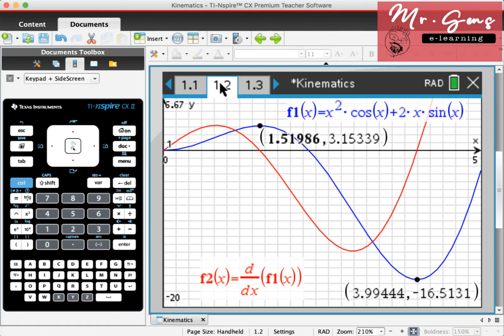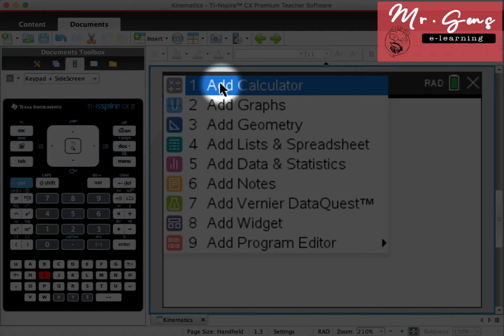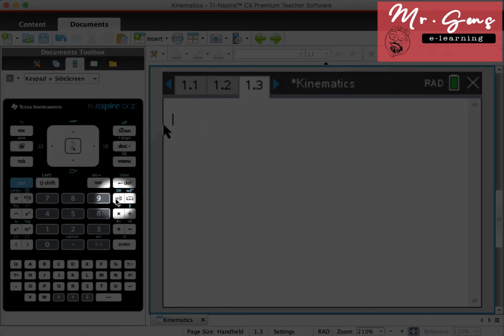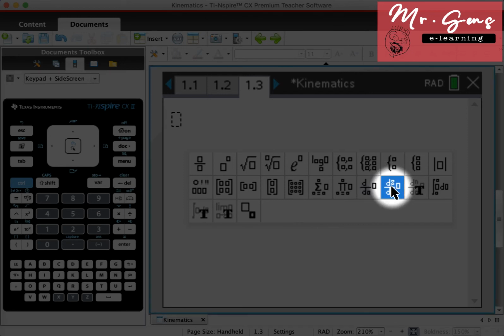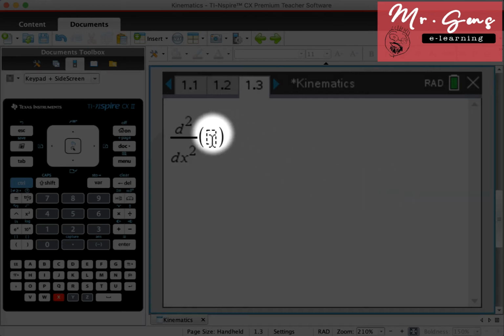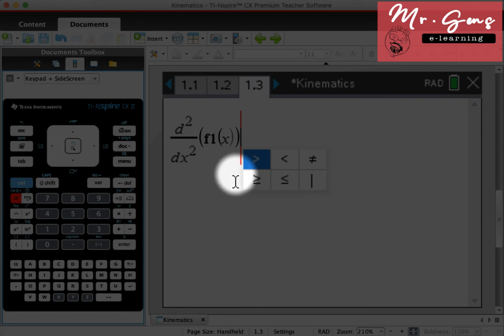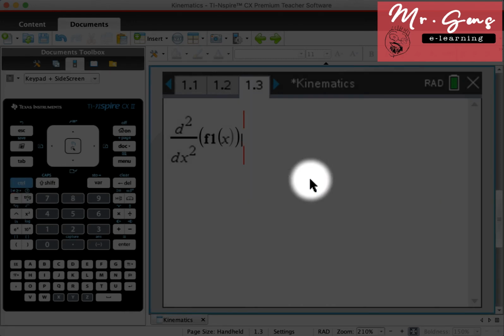For this one, I will go to the calculator screen. There are 2 options. One of them is using the symbol button. Here's the second derivative. It's a numerical derivative, so you need to define the x value. You can recall from here. And I want to calculate it at t1.